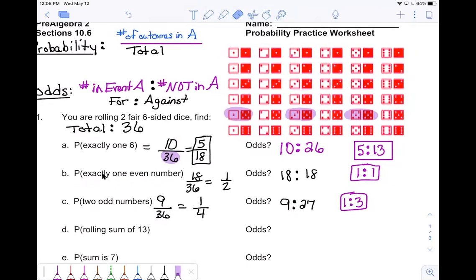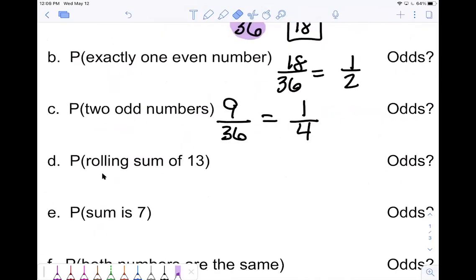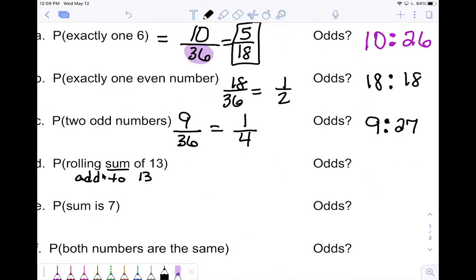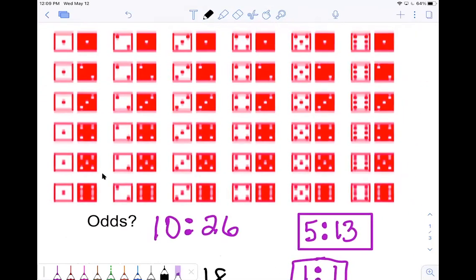All right, I'm going to erase, start over again. So the next one says the probability of rolling a sum of 13. Sum means they have to add to 13. So Logan, in this chart, where's the largest pair of dice? What could be the biggest option of the sum that we would have if we would add these together?